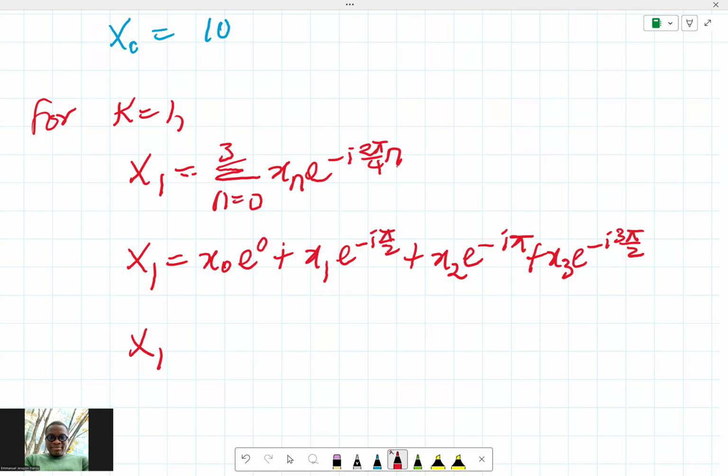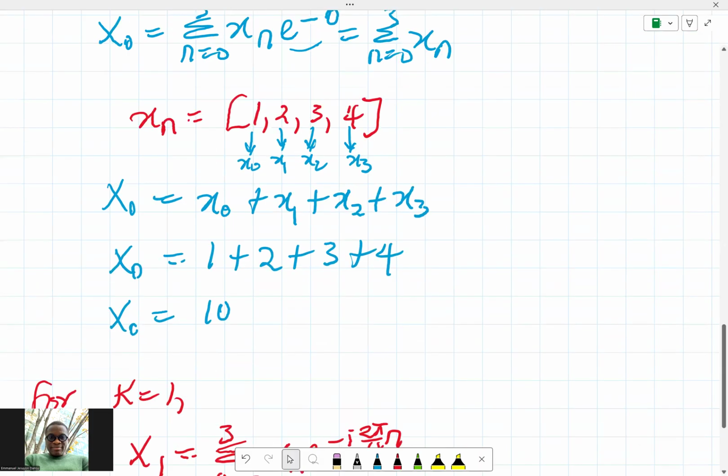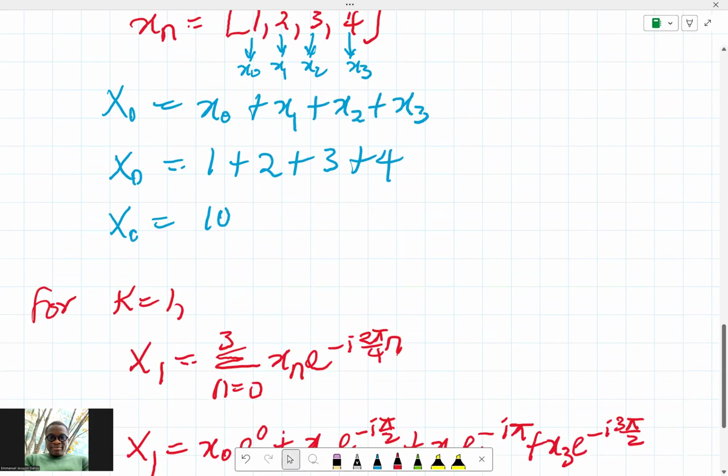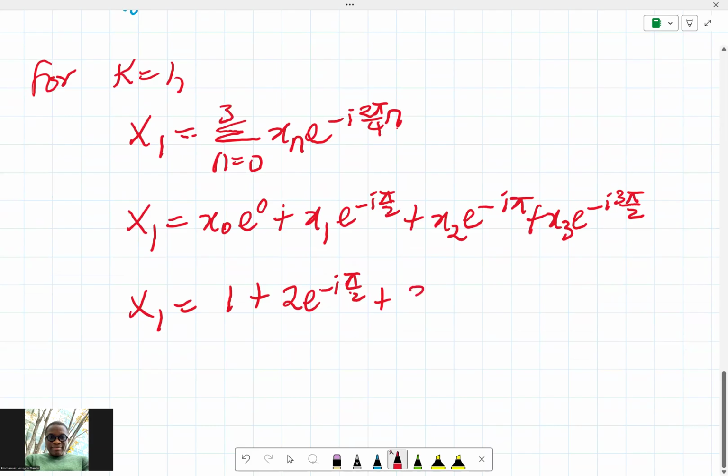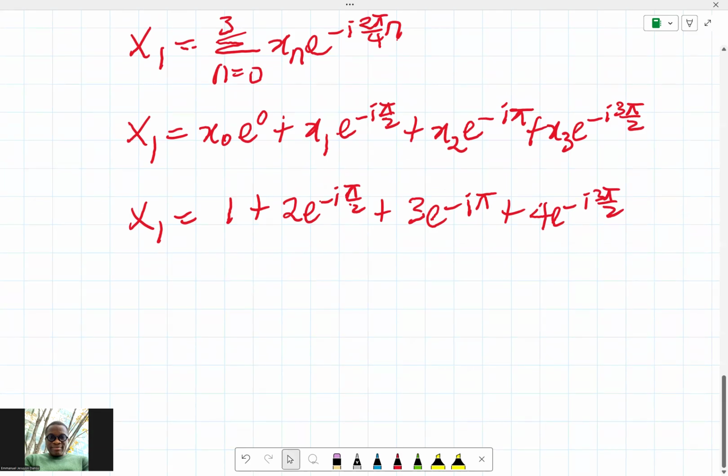So that means our x1 is equal to x naught, which is just 1, plus the next thing is 2 e raised power minus i pi over 2. Then the next one, x2 now, is 3. Don't forget all this x naught, x1, x2, x3, please. Then x2 now is 3 e raised power minus i pi. Then next one is 4 e raised power minus i 3 pi over 2.